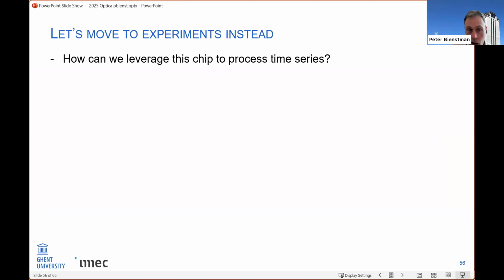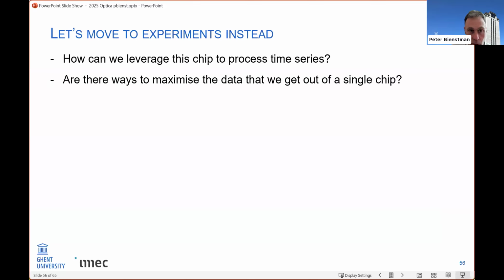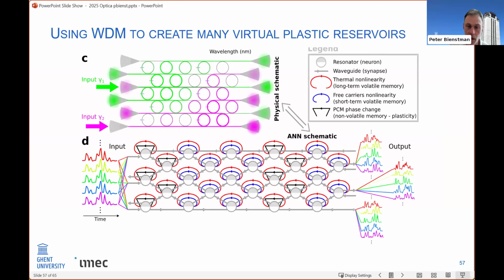And the question is, how can we use this chip and do something useful with it? Are there ways to maximize the data that we get of a single chip? And can we show that plasticity is really helpful in this case and not just a gimmick?